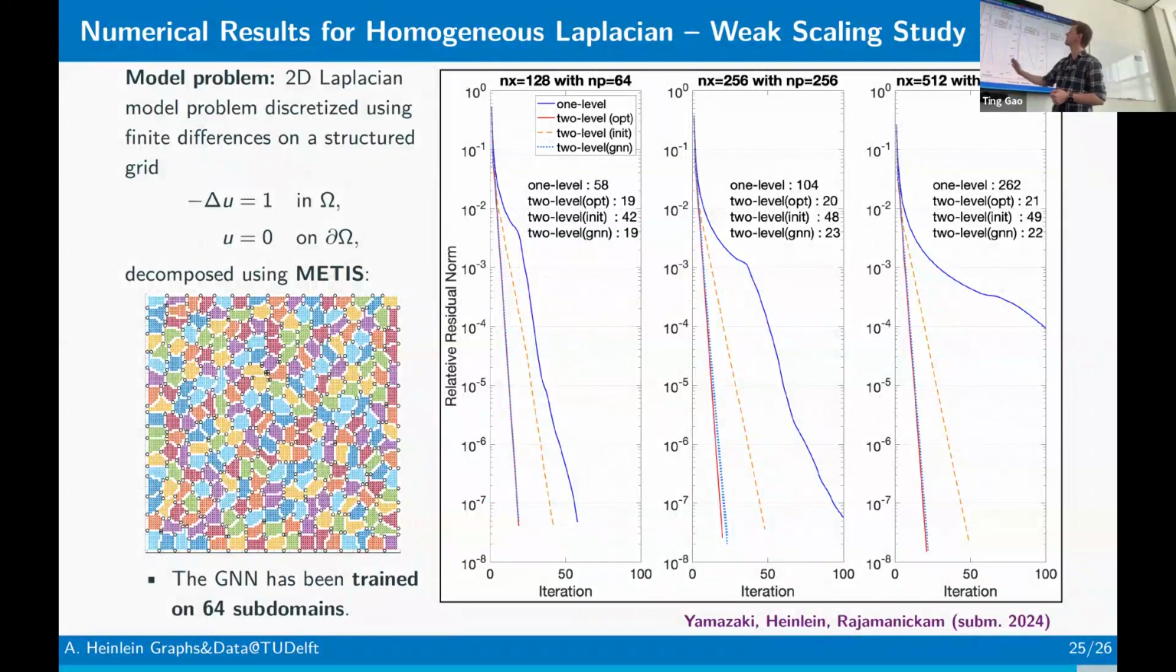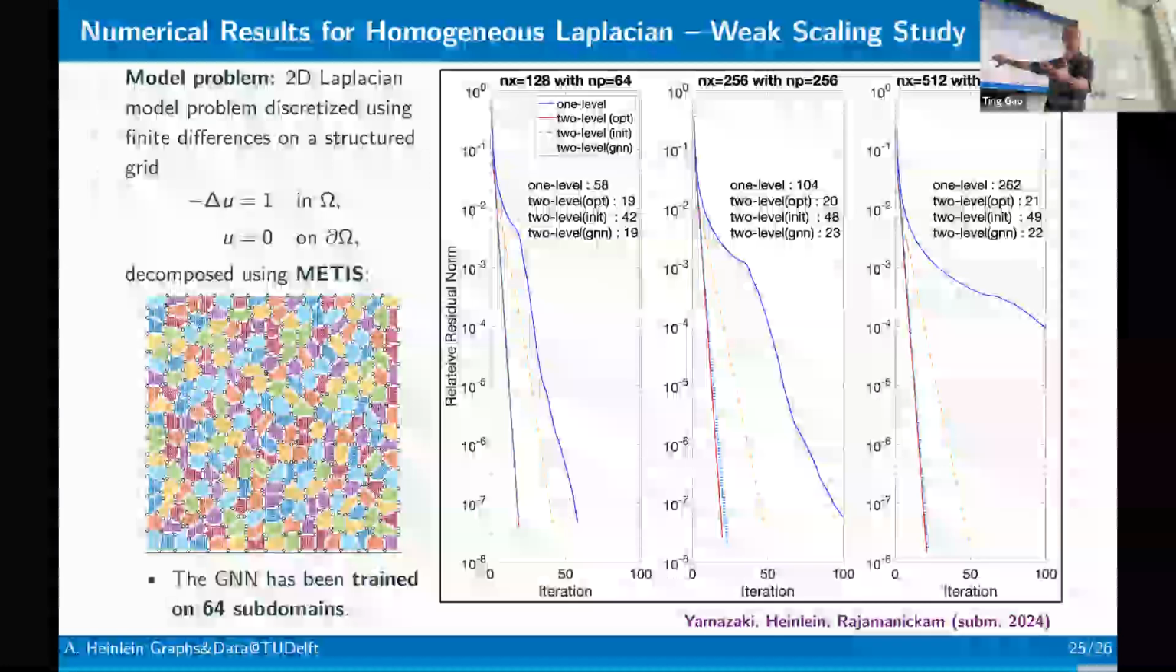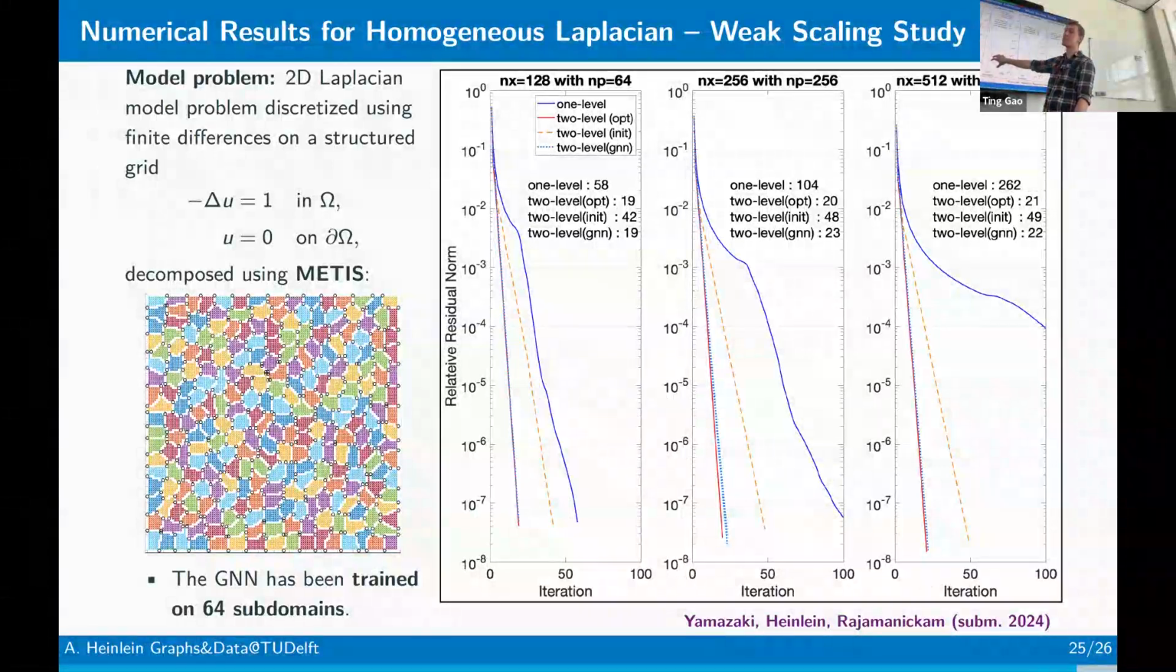And then we do a weak scalability study. So basically, this is executing the GNN in a test case with 64 subdomains, 256, and 1024. And now I should explain the different plots. So blue is the 1-level method, so that is not scalable. As I said, you need 2 levels. So you see that as you increase the number of subdomains, the convergence gets worse for the 1-level method.